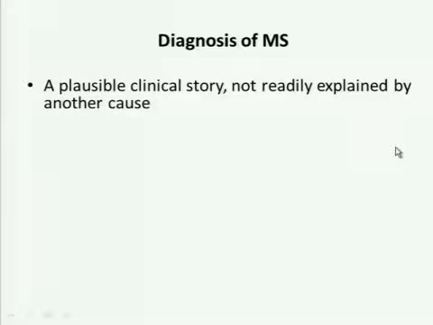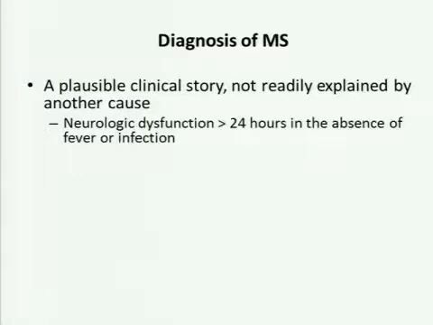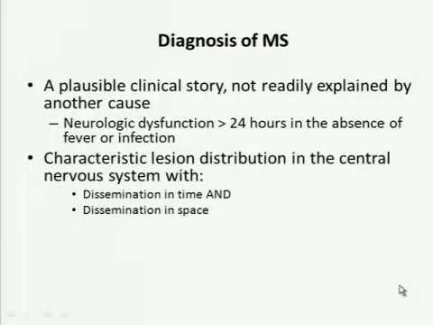So diagnosis of MS, you do need a plausible clinical story that's not readily explained by another cause. Neurologic dysfunction should be present for more than 24 hours, and there shouldn't be any fever or infection which could induce a pseudo-attack via an Uhthoff-like phenomenon. They should also not be saying that I was out in 110-degree weather for an hour and then had trouble walking. That would be a pseudo-attack. There's a characteristic lesion distribution in the central nervous system, and the criteria that we're going to review reflect this. You also want to make sure that there is dissemination in time and dissemination in space, and we'll also review that.